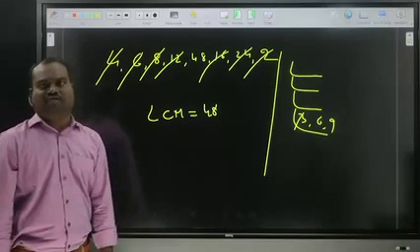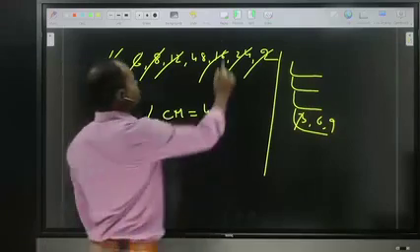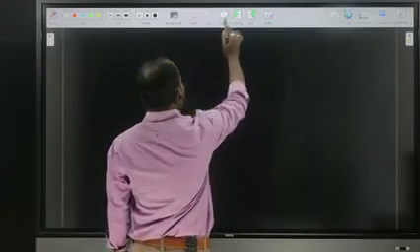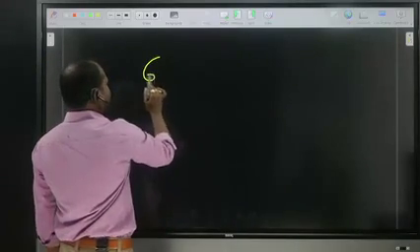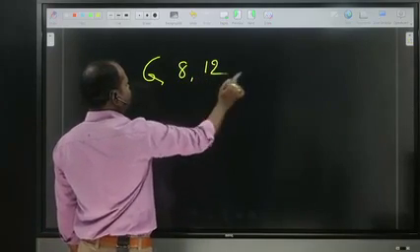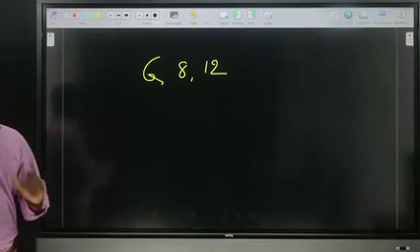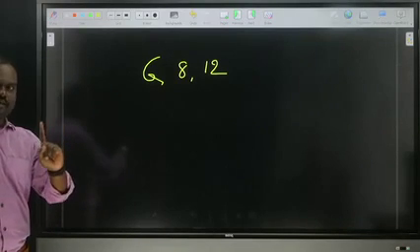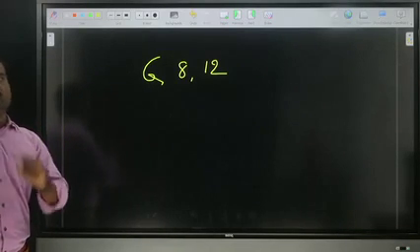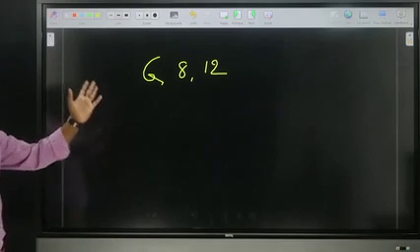And there is one more shortcut. Shall we see now? What is the one more shortcut? For example, the numbers 6, 8, 12. Now we are moving to the second shortcut. The first shortcut is elimination. Now, what is the second shortcut? Shall we see now? 6, 8, 12 is there.